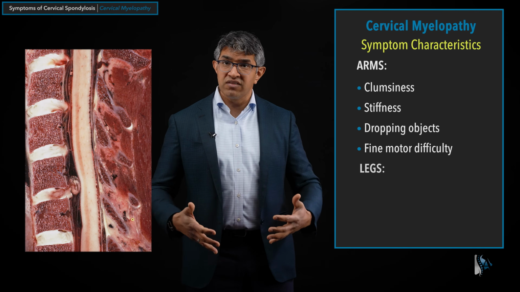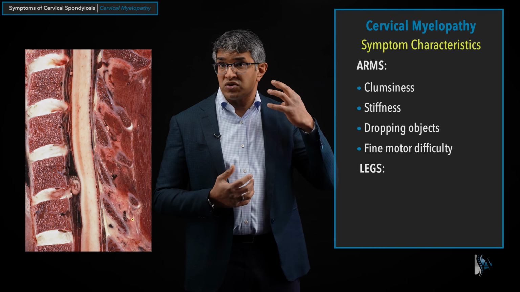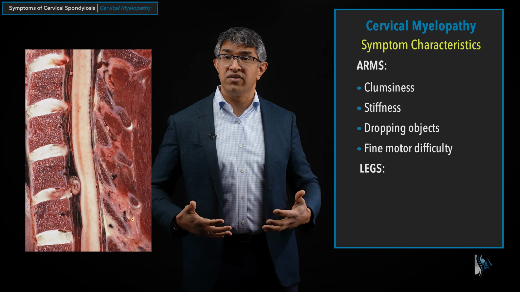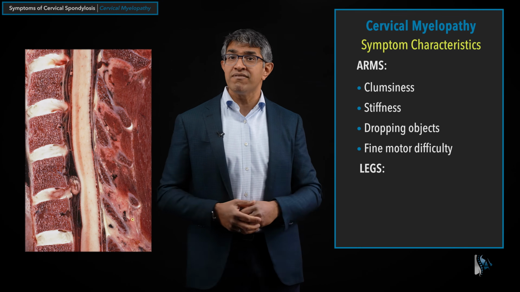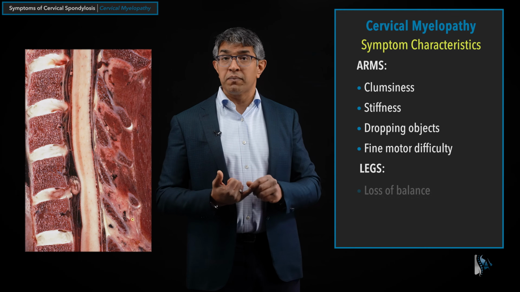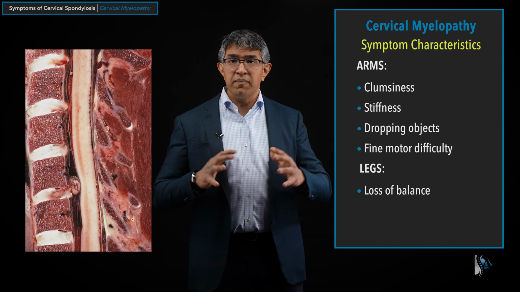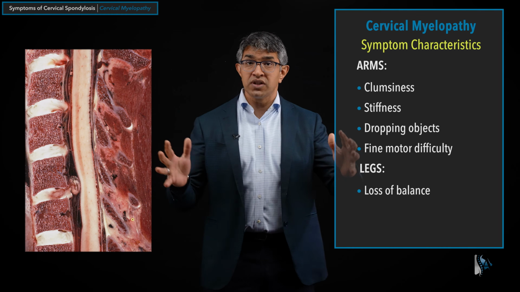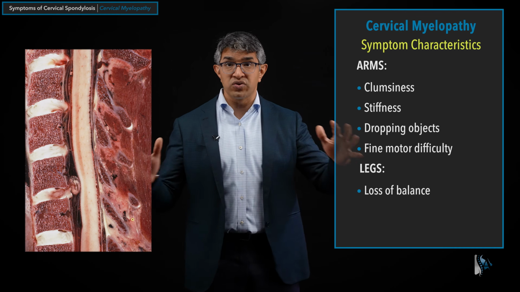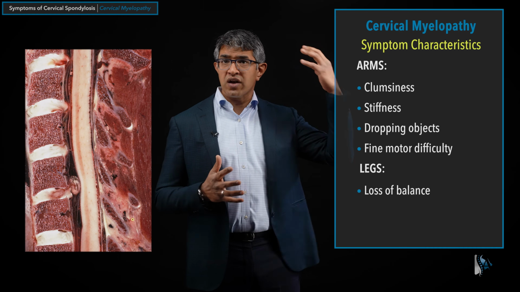In terms of leg involvement, and again, not everybody with cervical spinal cord compression will have involvement of their legs, but they can easily have them. And the symptoms that they will develop will be particularly loss of balance. People feel like they're drunk when they're walking. They feel unsteady, like they're bouncing into walls and kind of drifting from side to side. And it's because not all of the signals are making it from their brain down into their legs. And importantly, not all the signals are making it from their legs back up into their brain.